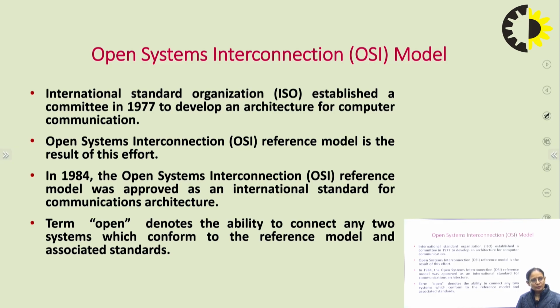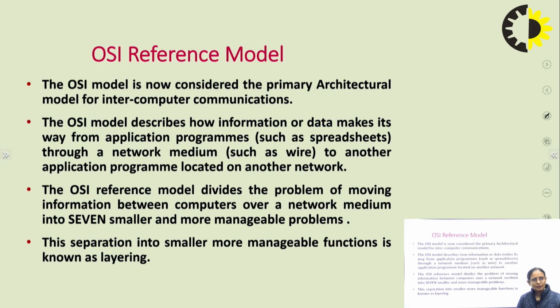What does the term open denote? The open denotes the ability to connect any two systems which conform to the reference model and associated standards. The OSI model is now considered the primary architectural model in networks. It describes how the information or data makes its way from application programs such as a spreadsheet, Word documents, multimedia, or anything, through a network medium, which could be wired or wireless, to another application program located on some other system.